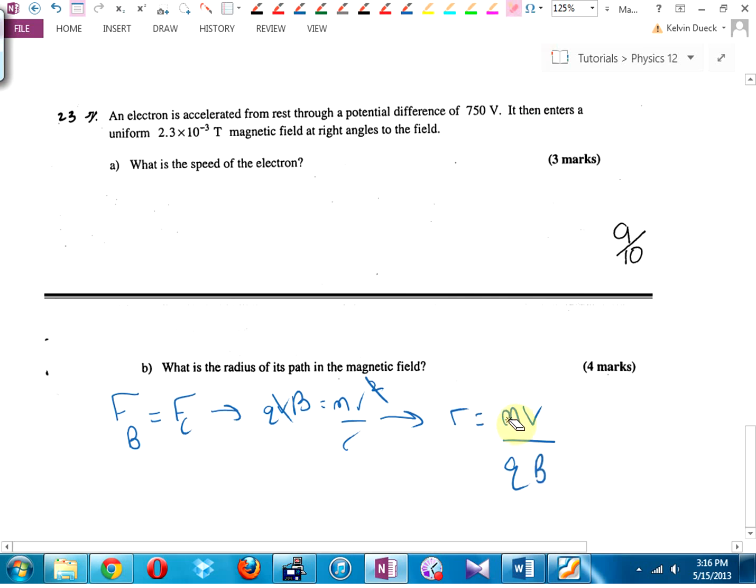And you would say, mass, it's an electron. Charge, it's an electron. Magnetic field. Oh, they gave it to me. There's the Teslas. But they did not give me that. What do they want me to find in Part A? What haven't I used yet that the question gave me? Voltage.